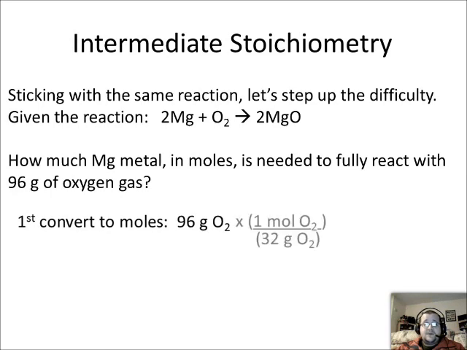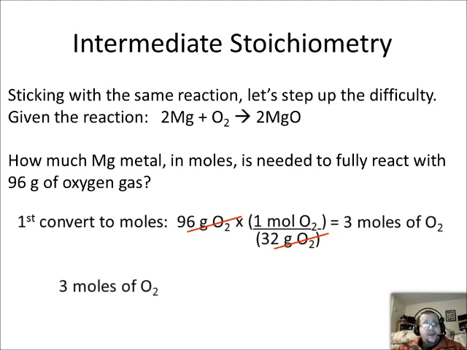To convert grams to moles, we use the molar mass of oxygen gas, which, taking 16 grams per oxygen, and it's O2, so we have 2 oxygens, we've got 32 grams of O2 for every 1 mole of oxygen gas. Dividing 96 by 32, our grams of O2 cancel. We end up with 3 moles of oxygen gas. So now we have moles, and we also have a balanced reaction, so we can jump straight into the stoichiometry.